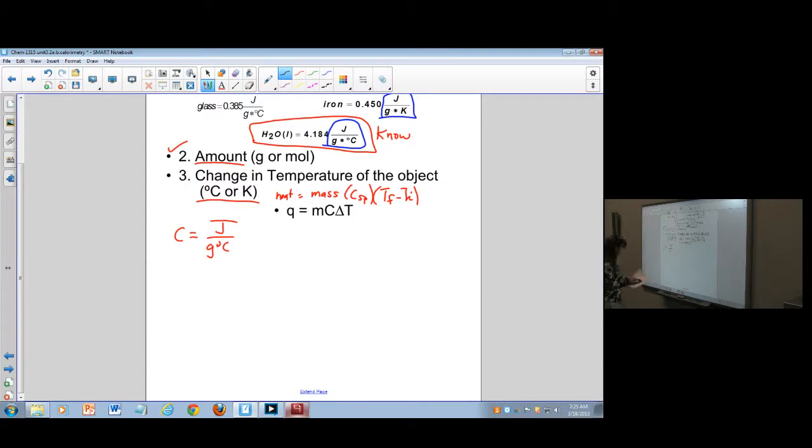And why not? Because here's our degrees Celsius scale and our Kelvin scale. If this is 100 and this is 0, this is for water. Water freezes at 0 and it boils at 100 degrees Celsius. Likewise for Kelvin, water is going to freeze at 100.